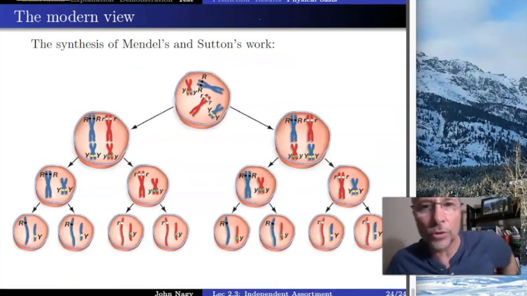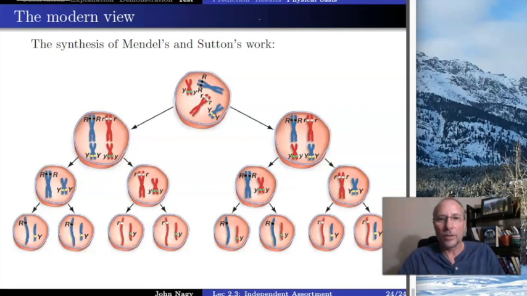Let's talk about what Walter Sutton was actually saying in terms of the diagrams. Now, we're talking about the same sort of issues that we were talking about with Mendel. We're going to combine the two. Now, here's a cell, and it's got 4 chromosomes in it, and this big blue chromosome is carrying R. And this chromosome here is also carrying R, but it's red.